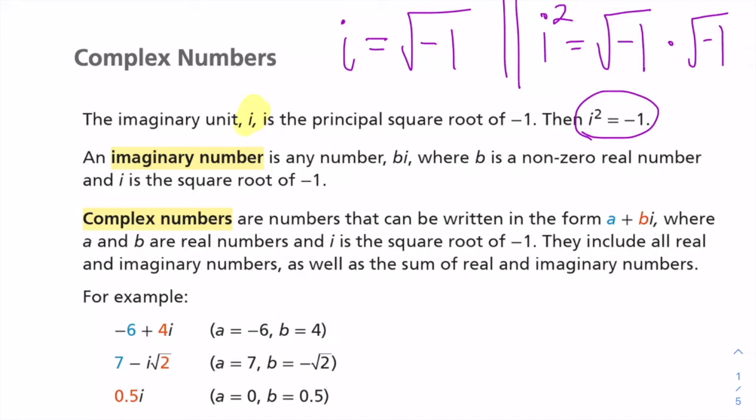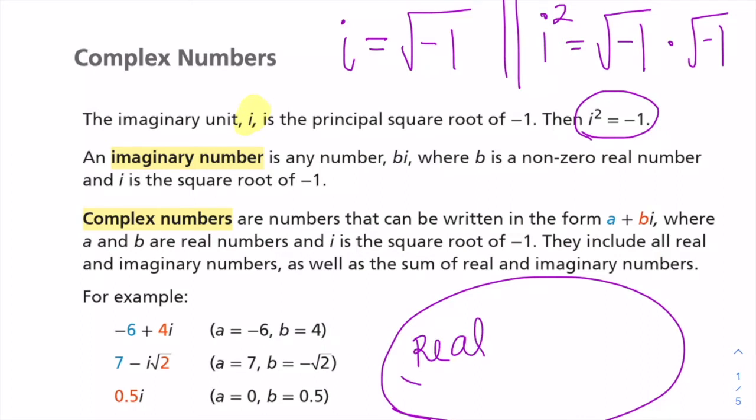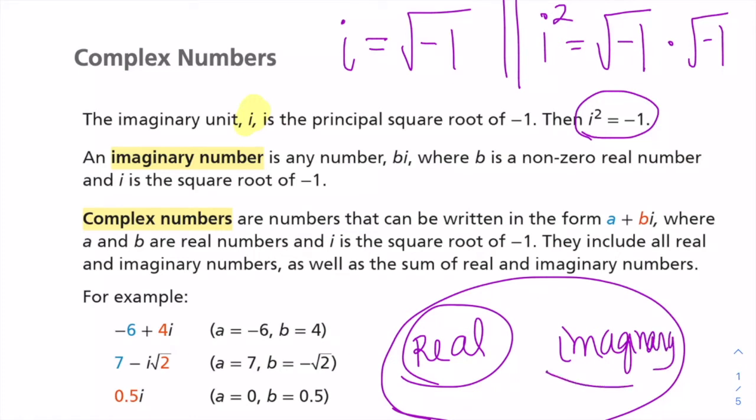Now, imaginary numbers come from the complex number family. So when we think of numbers, in the world of numbers, you can have real numbers and you can also have imaginary. Inside the real numbers, we can have rational and irrational. The set that includes real and imaginary are called complex numbers.